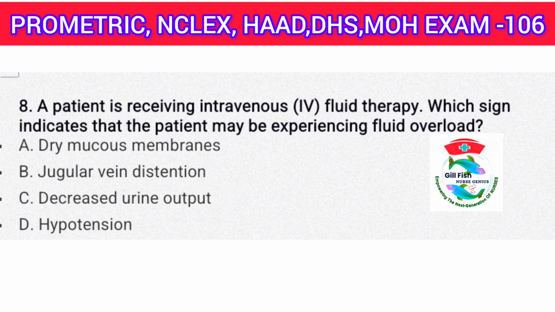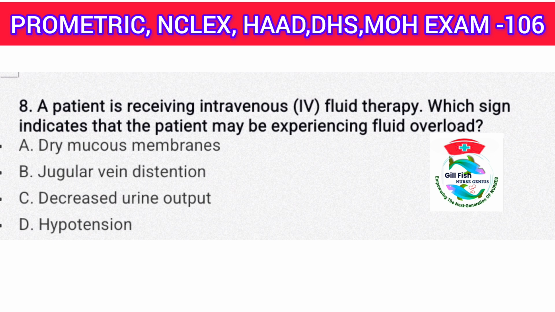The patient is getting IV therapy, but what is fluid overload? That means fluid is given excessively. Option A, dry mucous membrane. Option B, jugular vein distension. Option C, decreased urine output. Option D, hypotension. What is the correct answer here? Can you guess? Dry mucous membrane, decreased urine output, and hypotension are all signs of hypovolemia, that is decreased fluid. It is not fluid overload. So what is the correct answer? Yes, jugular vein distension. Option B is the correct answer.